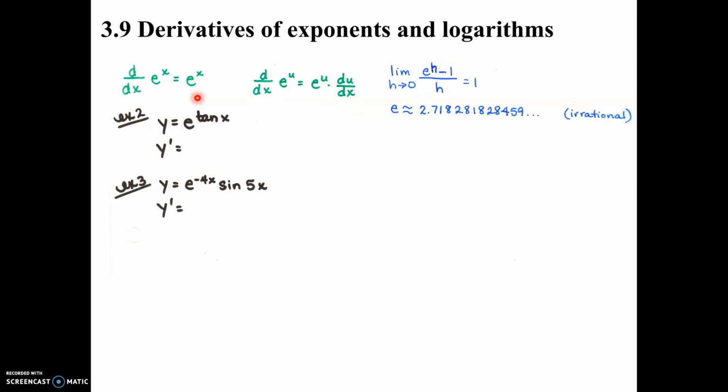All right, what would that mean if it wasn't just an x up here, if there was a quantity and we had to apply chain rule? Well then the derivative of e to the u would just be e to the u times the derivative of u. So the derivative of the outside times the derivative of the inside.